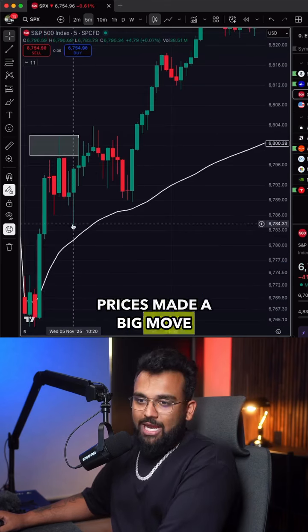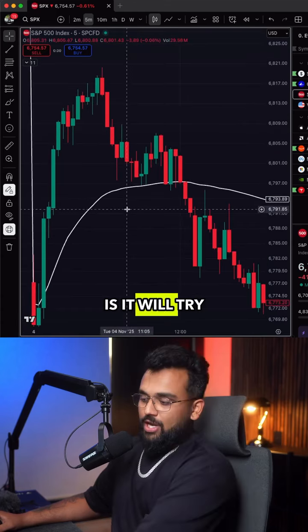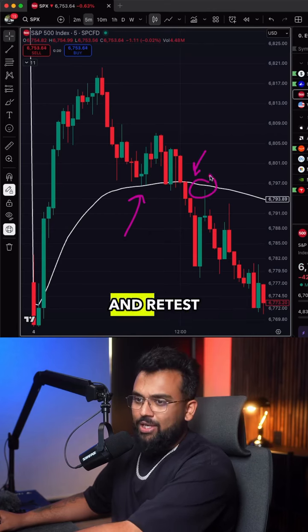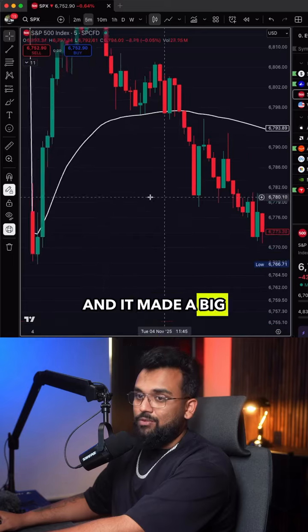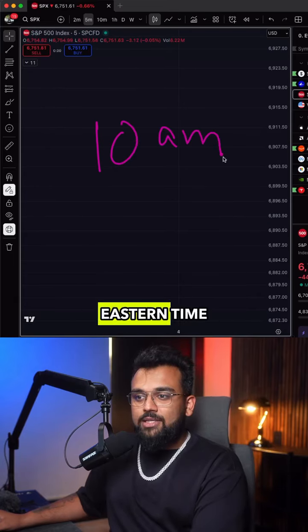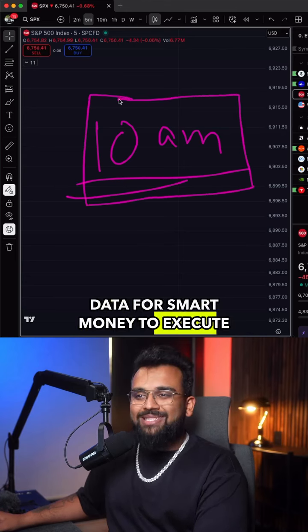Prices made a big move, came near the VWAP, bounced, came near the VWAP, made a big bounce. Or sometimes what will happen is it will try to bounce at this critical level, then it fails. But when it fails, it will come back and retest. That's where your entry can be. And it made a big move down. Now here's the thing, the most important part. It only works after 10 a.m. Eastern time. Before that, it doesn't work because there's just not enough data for smart money to execute anything on.